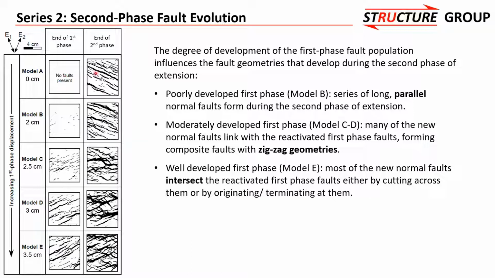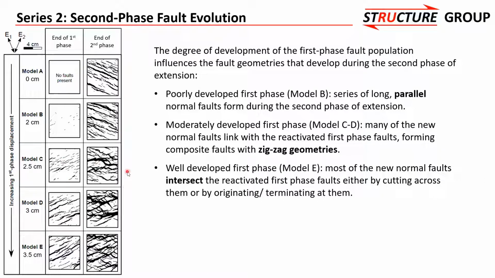So model A didn't have any extension in the first phase, but models B through E did have a pre-existing fault fabric of varying magnitudes. And what these models show is that the degree of development of the first phase fault population influenced the fault geometries that developed during the second phase extension. So this poorly developed first phase, which is model B, resulted in a series of long parallel normal faults that formed during the second phase extension.